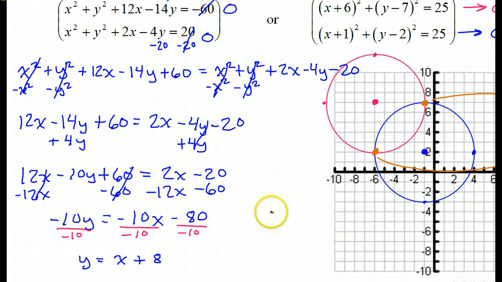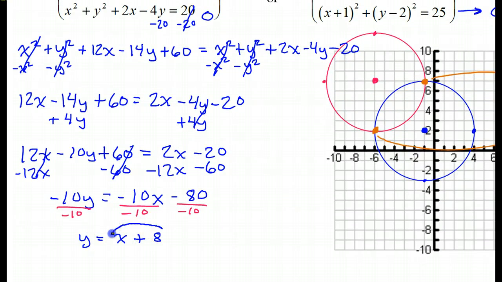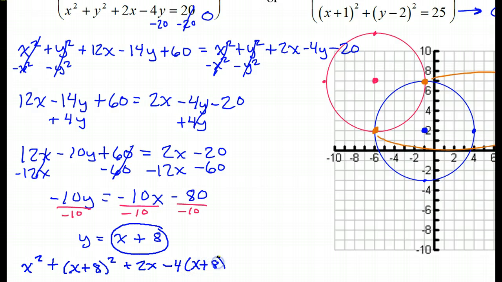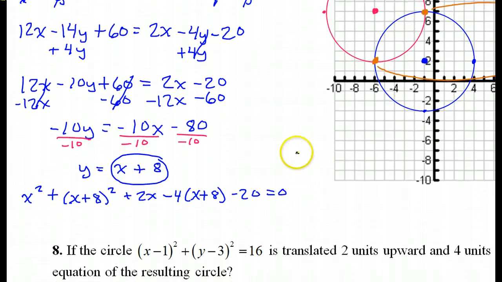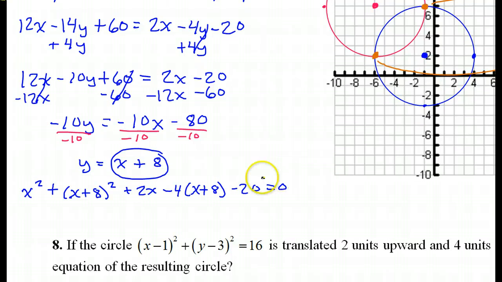Okay, I'm going to use the bottom equation. So if I take this x plus 8 and substitute it in for the y's here and here, that's going to give me x squared plus y squared, but instead of y squared I'm going to put (x plus 8) squared. And then I've got plus 2x. Then I've got minus 4y, and I'm going to put minus 4 times (x plus 8). And I'll stick with my minus 20 that I brought over, equals 0. So I need to solve this equation out.